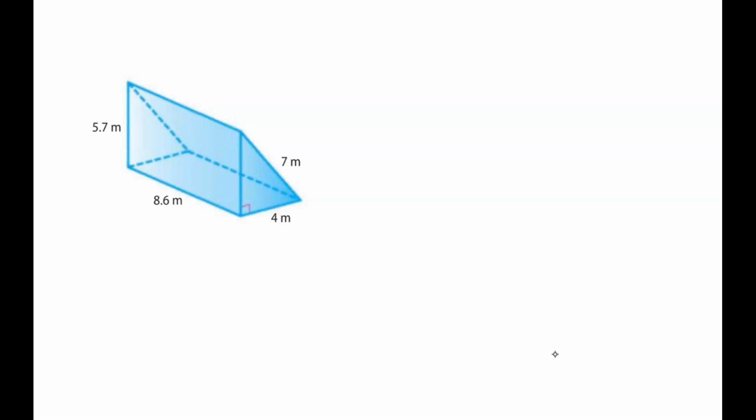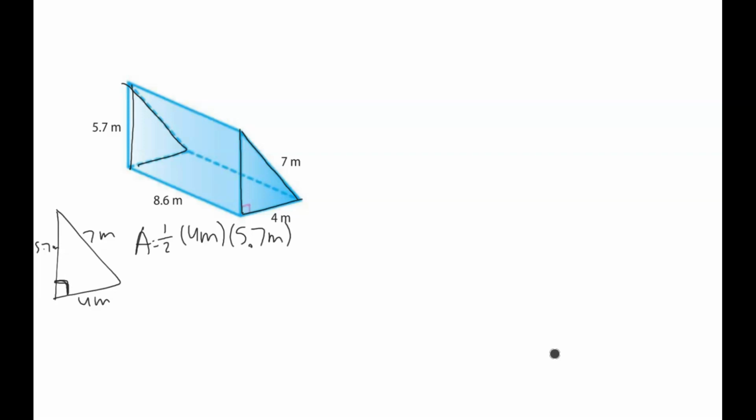All right, so we're going to find the surface area of this triangular prism. And as always, I start with the triangle bases, which are going to be congruent. And when I look at these triangle bases, I've got 7 meters, 4 meters, and 5.7 meters. But this side on the left is the one that forms the right angle, so that's going to be my height. So to find area of a triangle, that's going to be 1/2 times the base, which is 4, times the height, which is 5.7 meters.